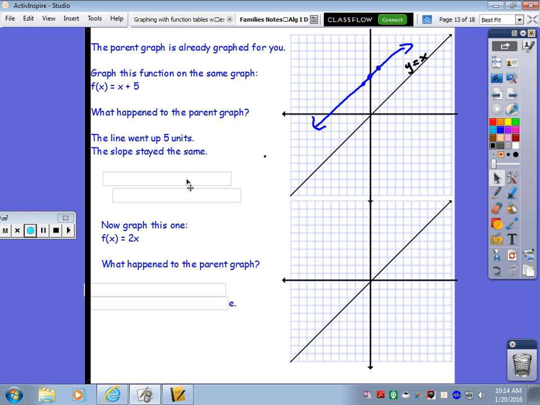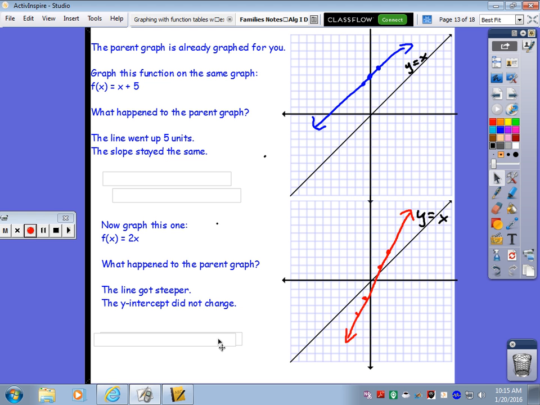And so now, again, the parent graph is y equals x. That's our starting point. But now we're changing it to y equals 2x. And this time we're going to do it in red. We're starting again. The b is still the origin. And we're going to count our slope, rise over run. And my line looks like this. So here, y is equal to 2x. We'll compare the parent graph y equals x to the new line of y equals 2x. And what happened? The line got steeper, but the y-intercept did not change. Of course, my graph's a little sloppy. It looks like it did, but it should go right through the origin there.